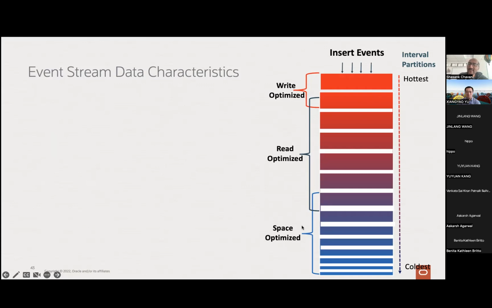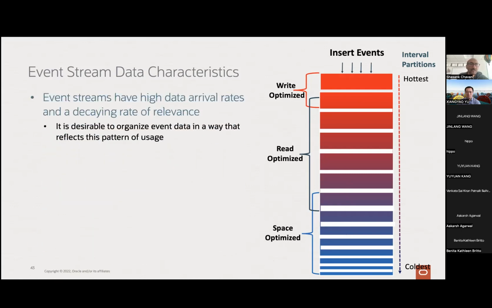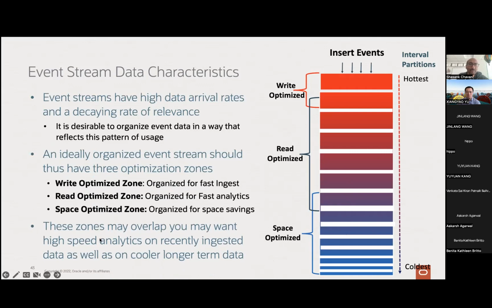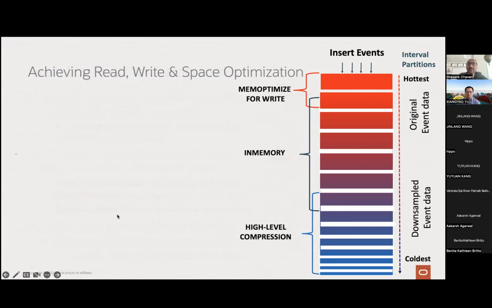And then the last thing is, okay, now the data's cooled down a little bit. Now I want to be space optimized. I want to be able to optimize this data for space and compress it or summarize it and so on. So that's what this bit says over here: write optimized zone, read optimized zone, space optimized zone. So how do we do this? We basically have a way of automating data movement from one region into another.